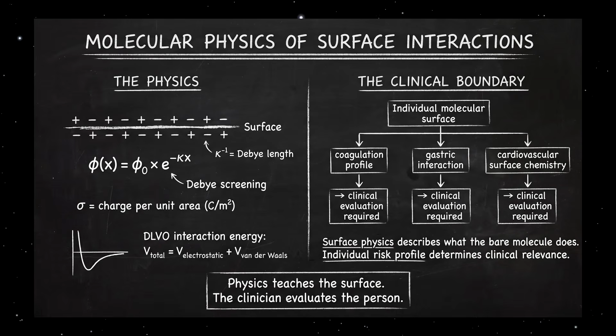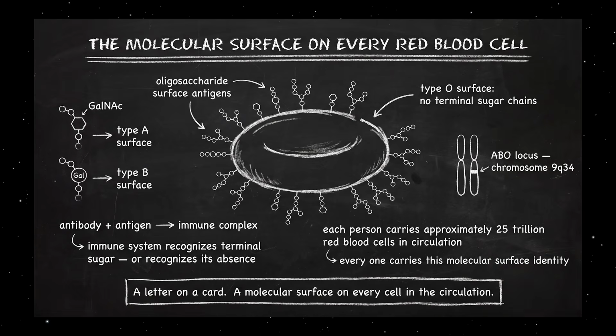Whether your type O status, your clotting profile, your gastric health, or your cardiovascular risk should inform specific clinical decisions is a conversation with your physician. The physics teaches what the bare surface does to each system. The clinician evaluates what your specific risk profile requires.